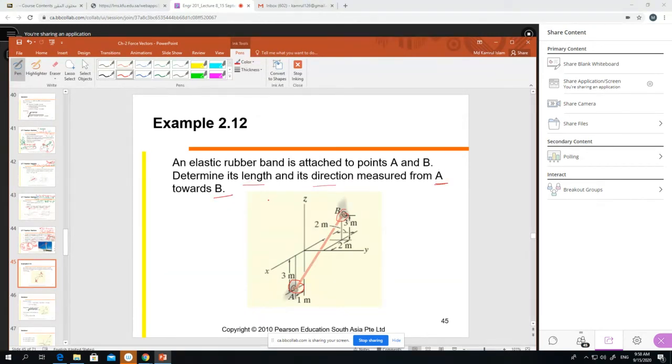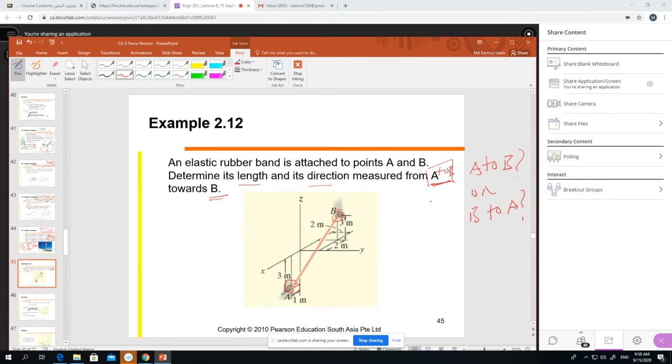Remember, A towards B. That means they ask A to B. This is very important. You are finding A to B or B to A. Which one is the question? So here our question is this one, not this one: A to B.